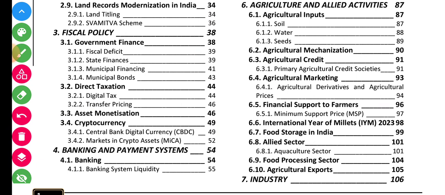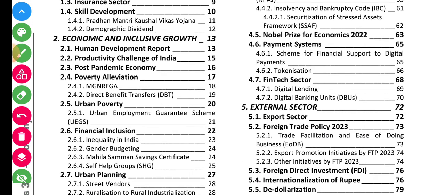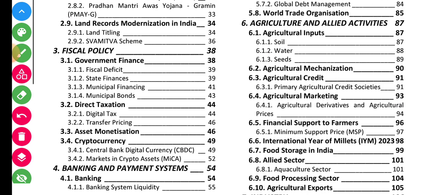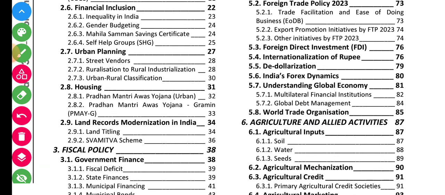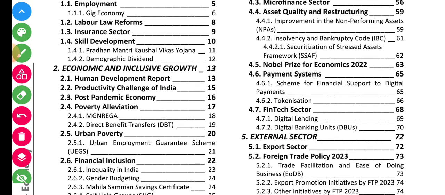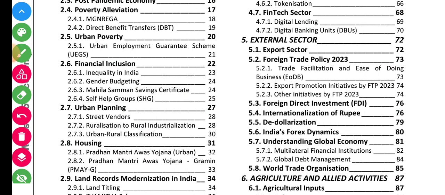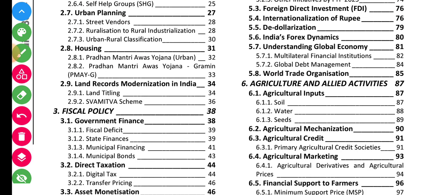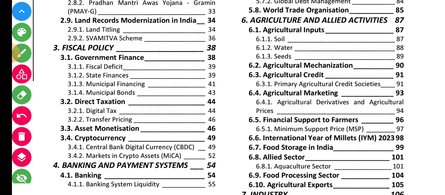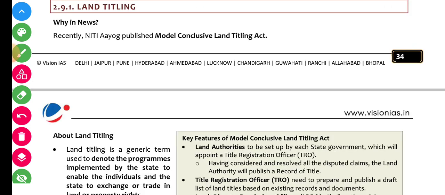We have discussed earlier, in lecture 1, up to land titling in this economic and inclusive growth chapter. Today we will cover from the SVAMITVA scheme up to banking and payment systems, and in the next lecture we will cover the external sector and agriculture and allied activities. So we will start with the SVAMITVA scheme today. Okay, let's start.